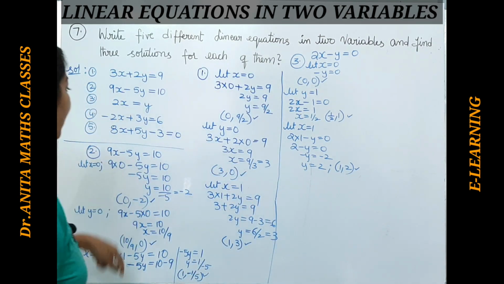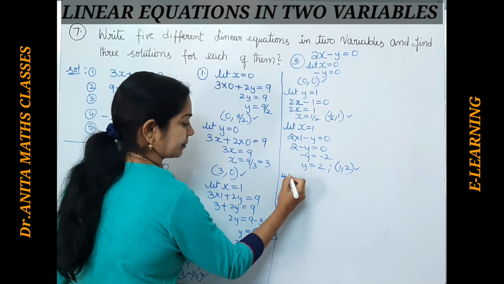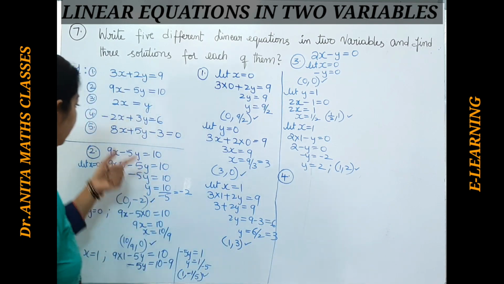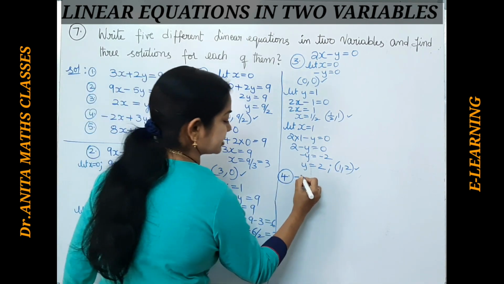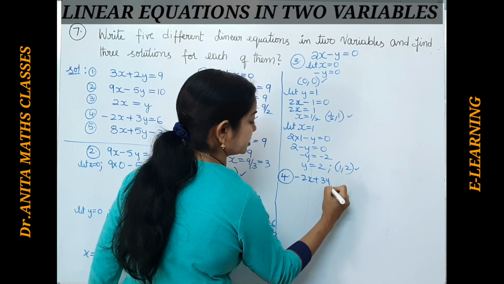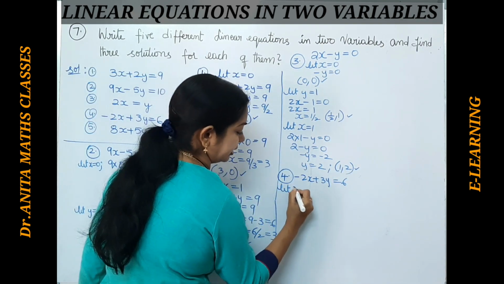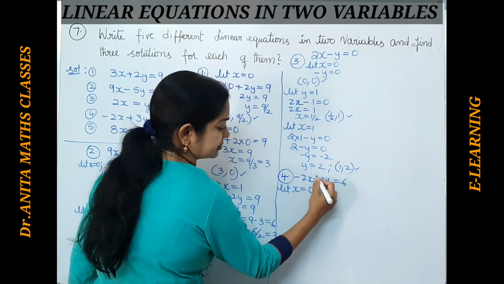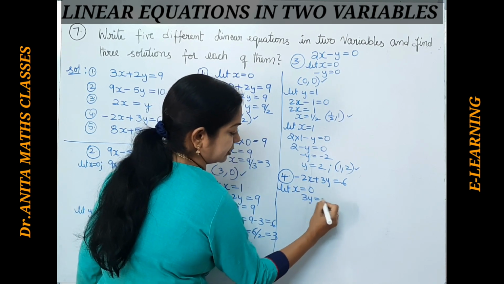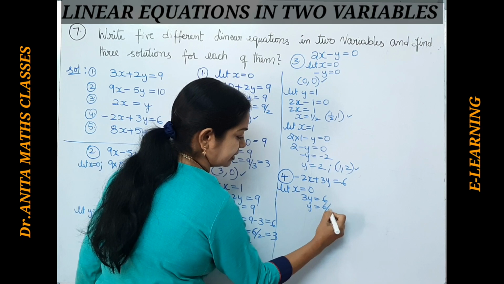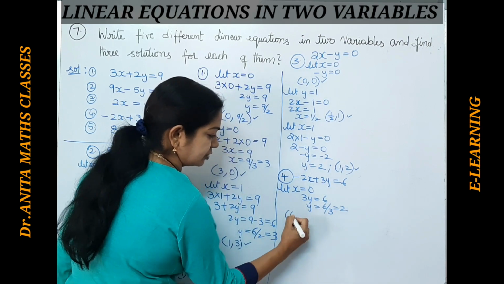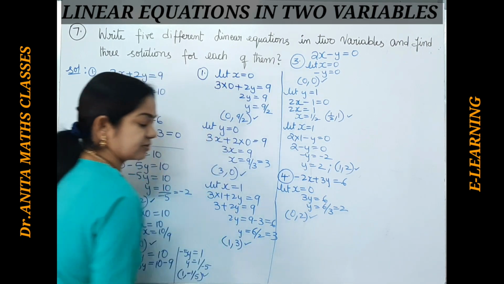Now the fourth one. Fourth one, minus 2x plus 3y equal to 6. Right. So in this, let x be 0. So this becomes 0. So 3y equal to 6, y equal to 6 by 3, that is 2. So the solution is 0 comma 2. This is the first solution.